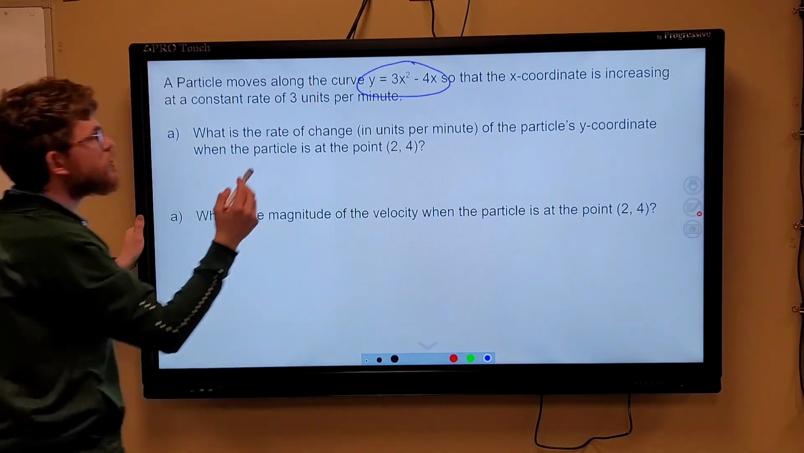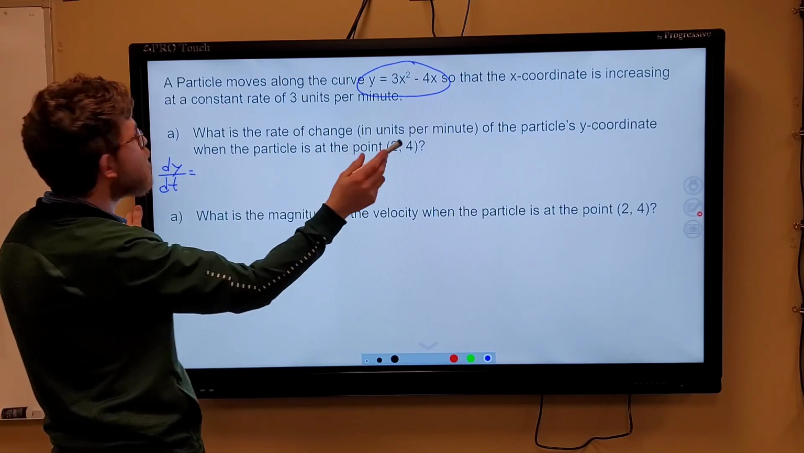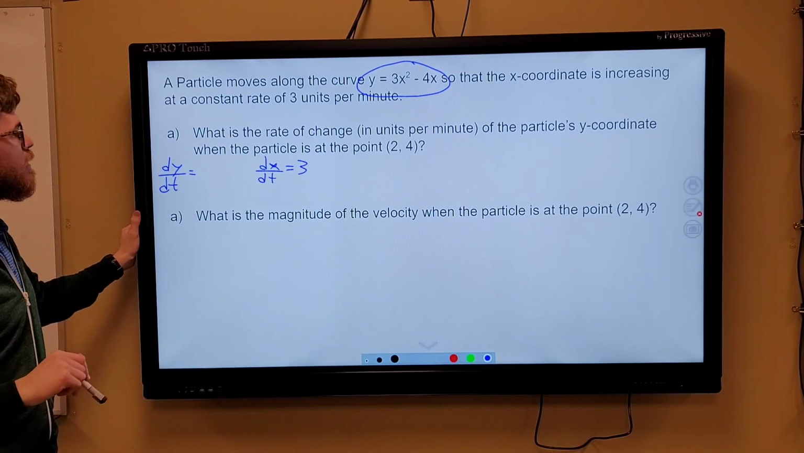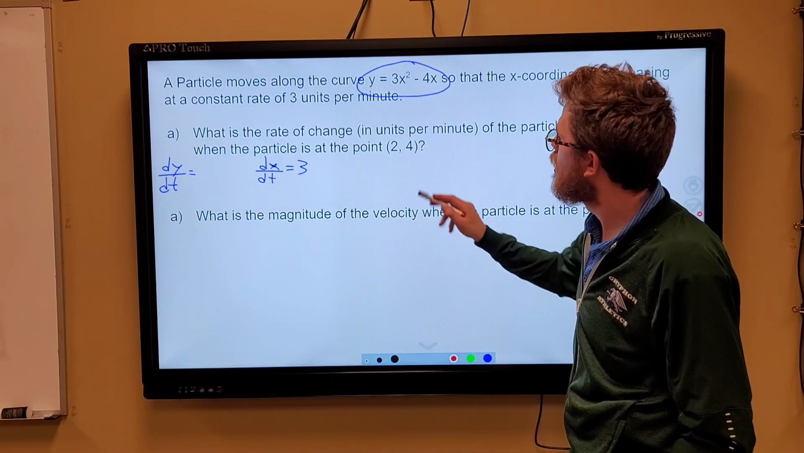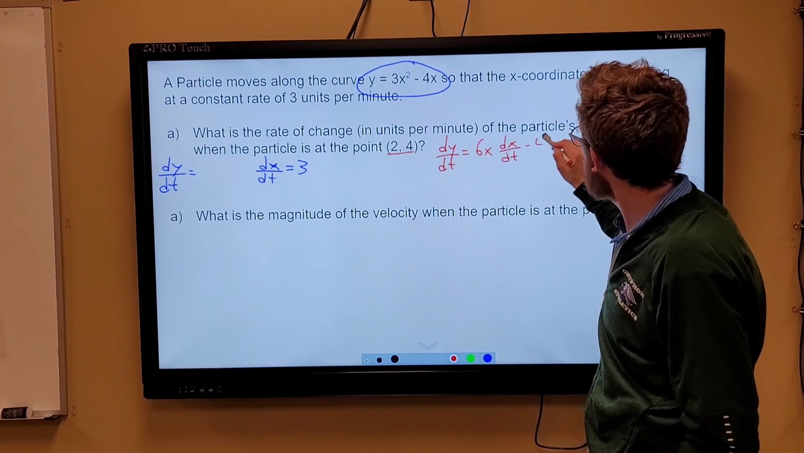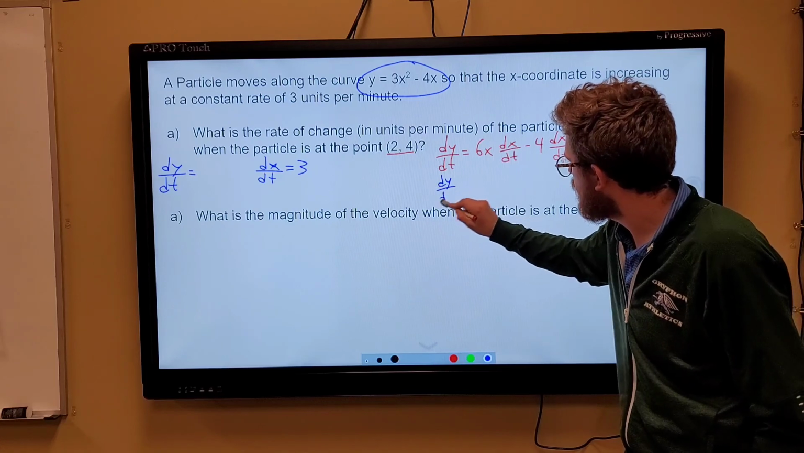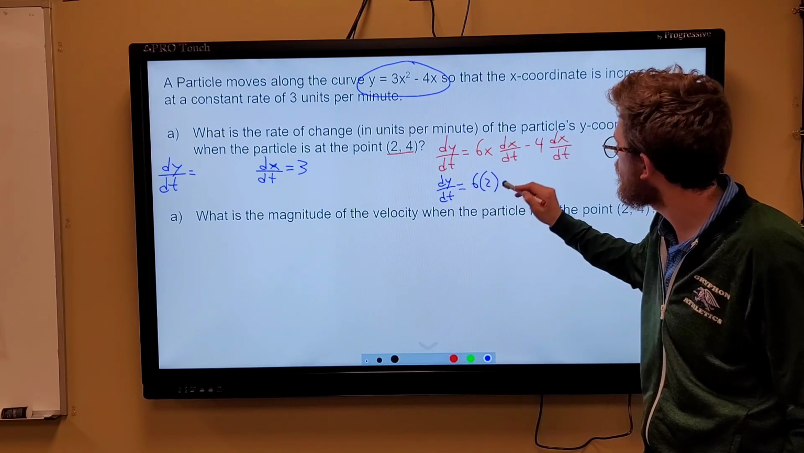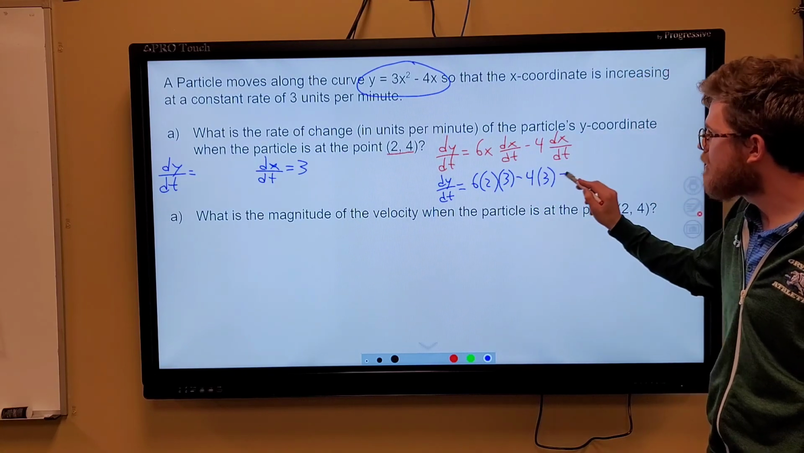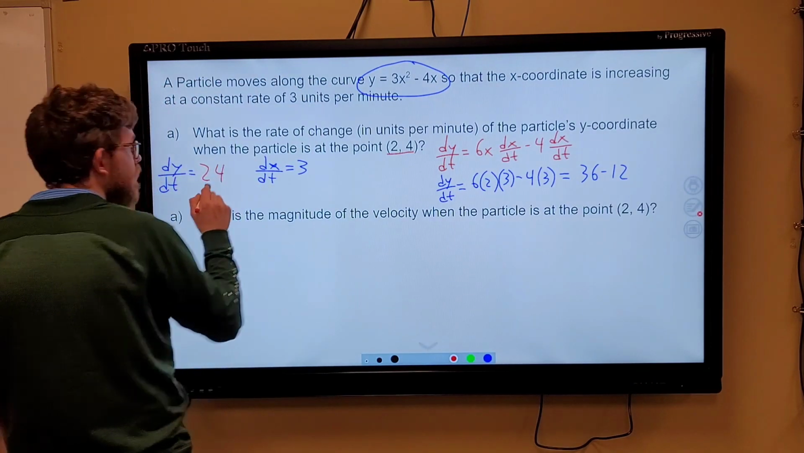So I've got a function. I'm looking for the rate of change first of the y-coordinate. I was given that the x-coordinate is increasing at 3 units per minute. And looking at the point 2, 4, I'm going to take dy over dt equals 6x dx over dt minus 4 dx over dt. Dy over dt is already solved for me. Wow, this is nice. I can just plug in my x-coordinate of 2. Dx over dt is 3. And dy over dt comes out to be 36 minus 12, 24, and we are in units per minute.